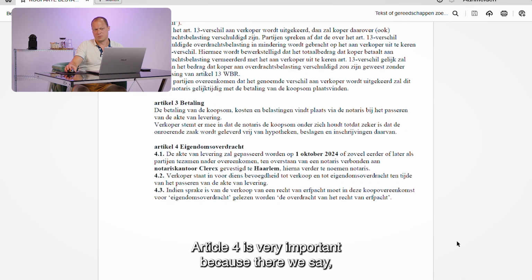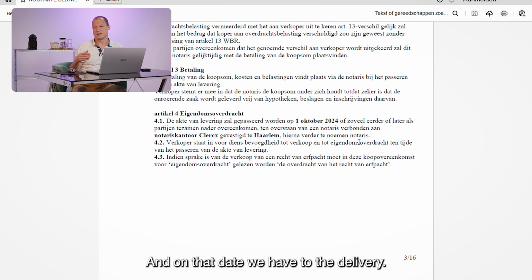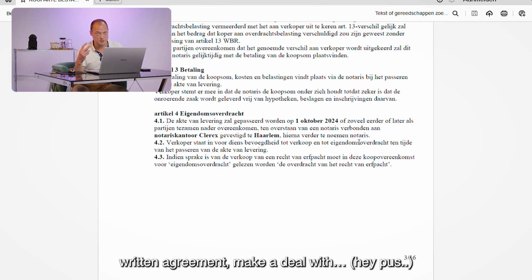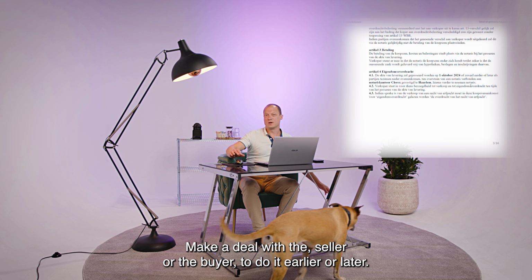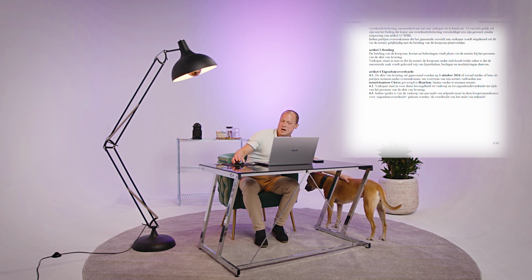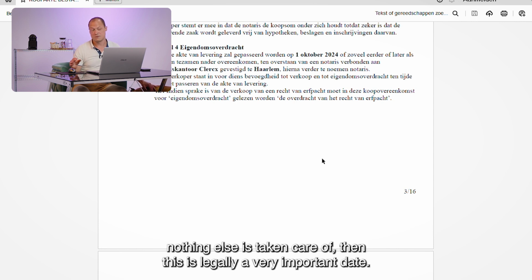Article 4 is very important because there we say, okay, there's a certain date. In this case, it's the 1st of October. And on that date, we have the delivery. You can always, in good consultation, with a written agreement, make a deal with the seller or the buyer to do it earlier or later. But this date is a fixed date. I mean, if nothing else is taken care of, then this is legally a very important date, 1st of October in this example.